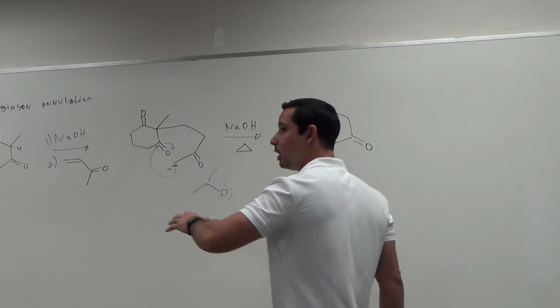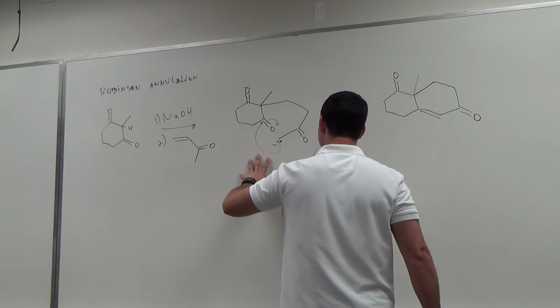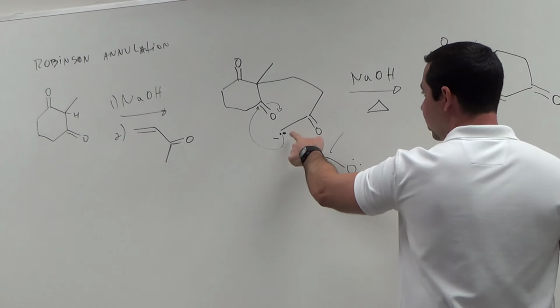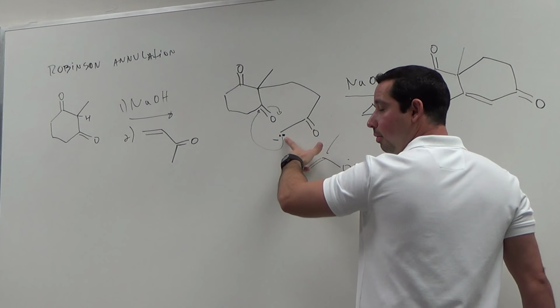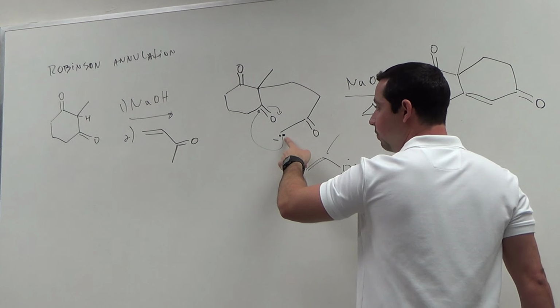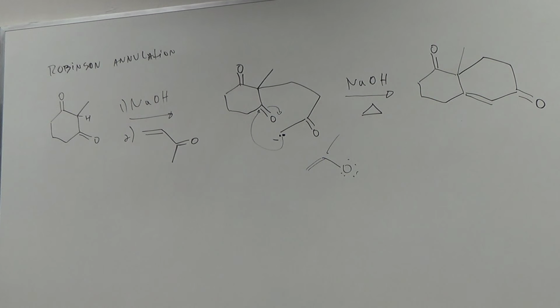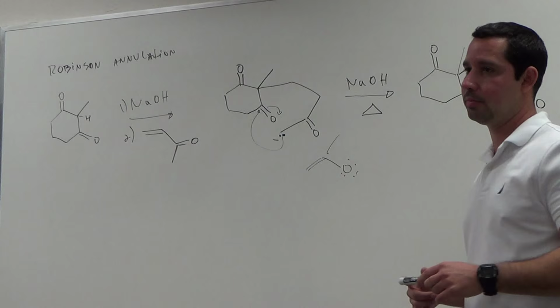So the first step is Michael. From here to here is Michael addition. And from here to here, that's called an aldol condensation, in which a carbanion from a ketone will attack another carbonyl. Then it will form an aldol, which was what it was, and with heat, you get an alpha beta unsaturated. Did you write it down? Michael addition and aldol condensation, second part. And altogether, that is called Robinson annulation.